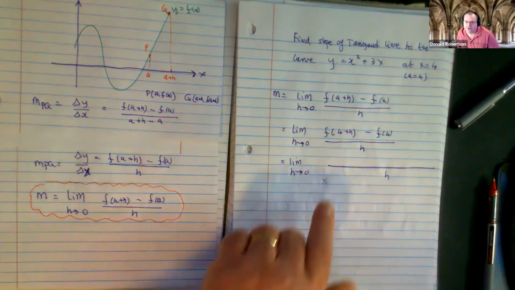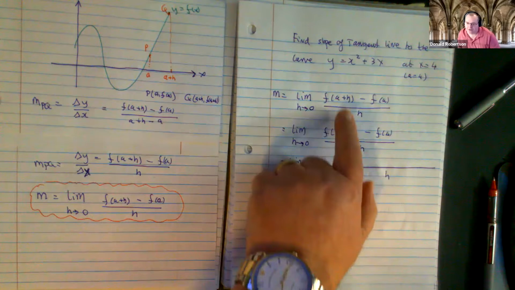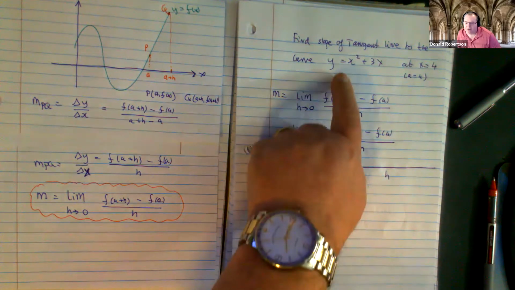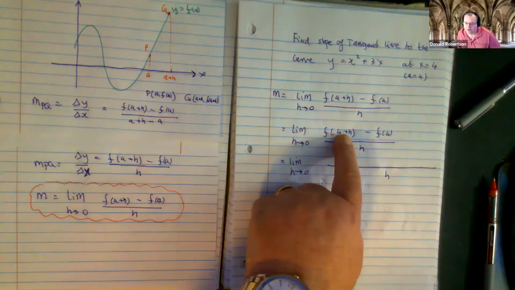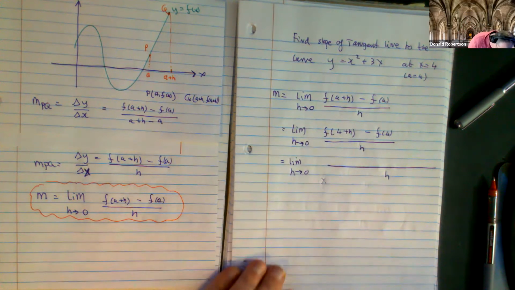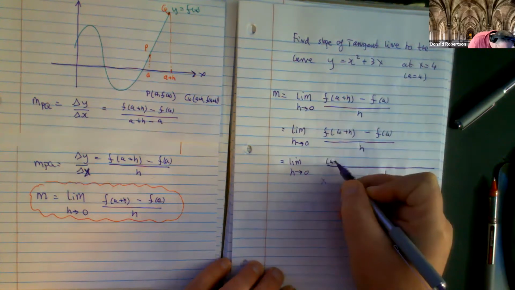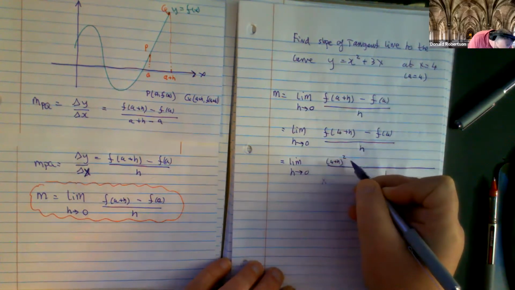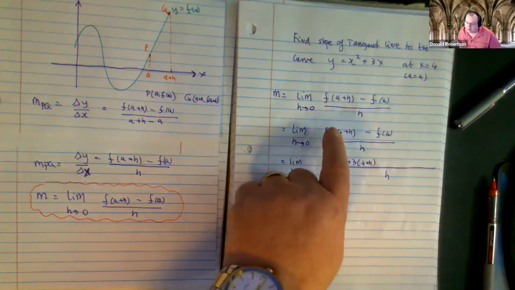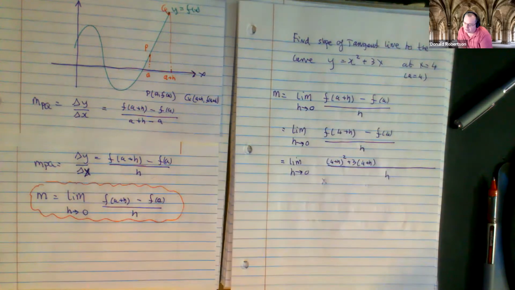F of 4 plus h, basically this is f of x, right? Instead of you having x squared plus 3x, you now have this guy squared plus 3 times this guy. It's essentially a substitution or replacement process. So every x gets replaced by this. So you're going to have 4 plus h squared plus 3 lots of 4 plus h. Does that ring some bells? Is it familiar? Yeah, okay.